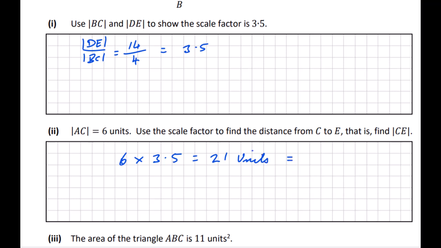So that's the distance from A to E, which is not what we want. We want the distance from C to E. So the distance from C to E is just going to be the 21 units minus 6. So that'll give us 15 units. That's all you've got to do there.